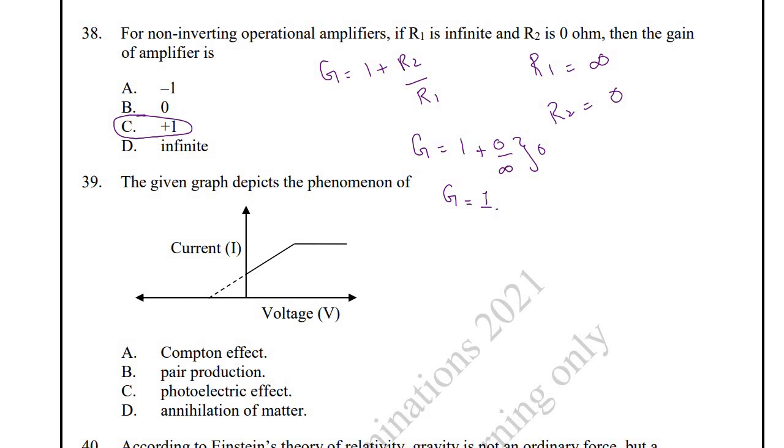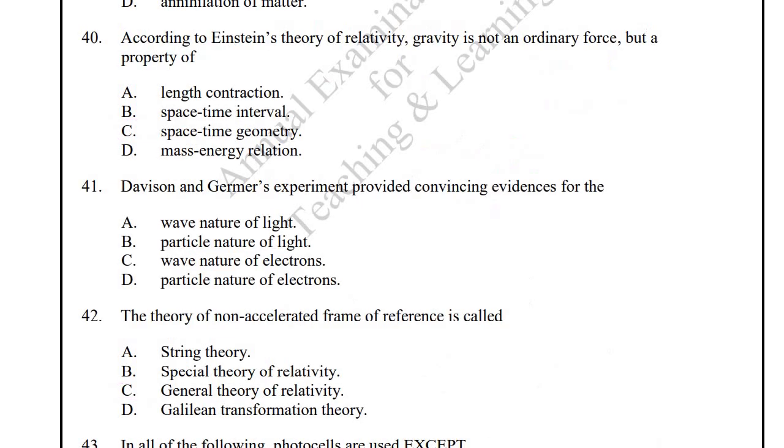Question number 39. The given graph depicts the phenomena of photoelectric effect. Option C is the right answer of this question. Then we have question number 40. According to Einstein's theory of relativity, gravity is not an ordinary force, but it is a property of space-time curvature or space-time geometry. So option C is the right answer.